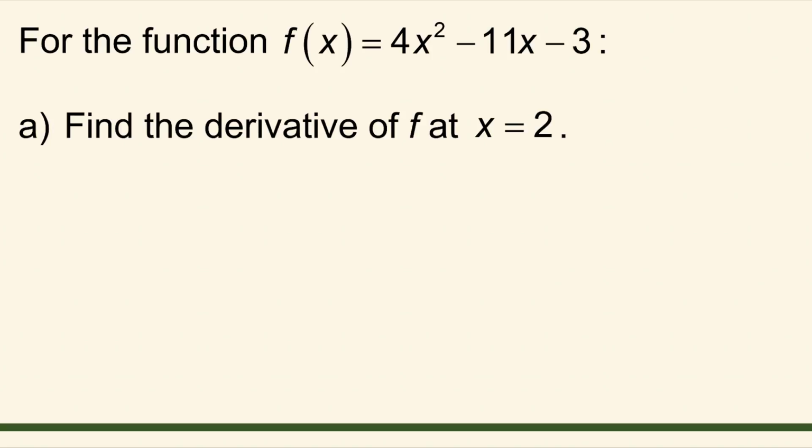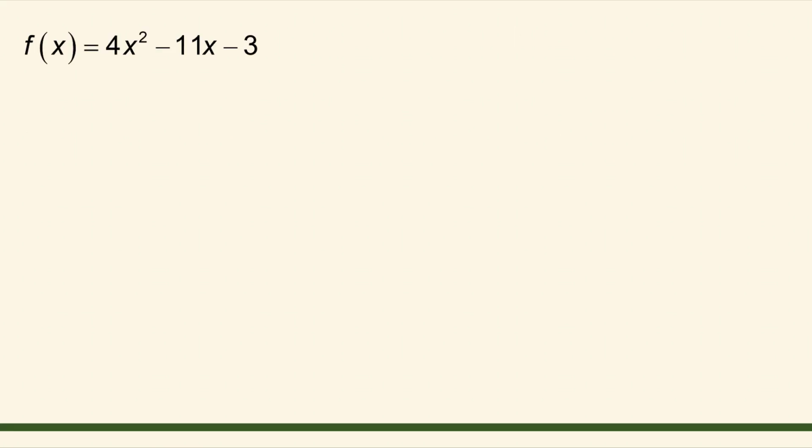For the function f of x equals 4x squared minus 11x minus 3, part A, find the derivative of f at x equals 2. So we have our function f of x equals 4x squared minus 11x minus 3. We want to find the derivative of f at x equals 2. In other words, we want to find f prime of 2.